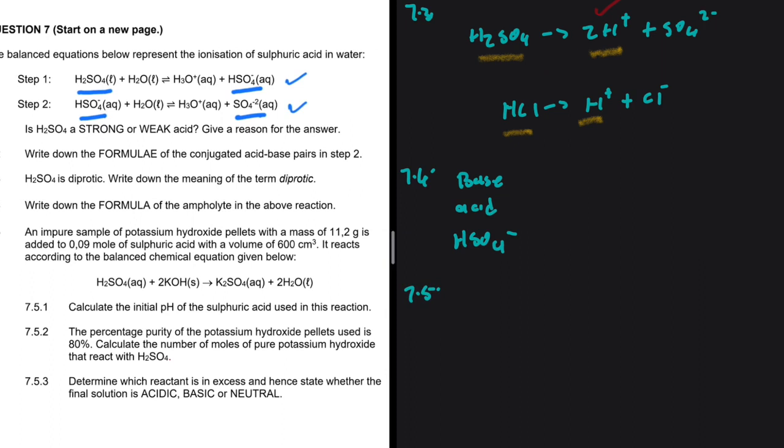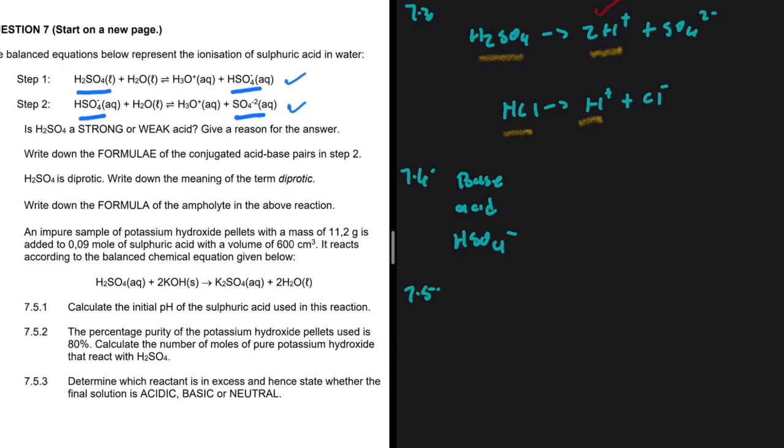An impure sample of potassium hydroxide pellets with a mass of 11.2 grams is added to 0.09 mole of sulfuric acid with a volume of 600 cm³. It reacts according to the balanced equation given below. There we go. And then 7.5.1, calculate the initial pH of the sulfuric acid used in this reaction. Okay, so what is the pH of the sulfuric acid used?